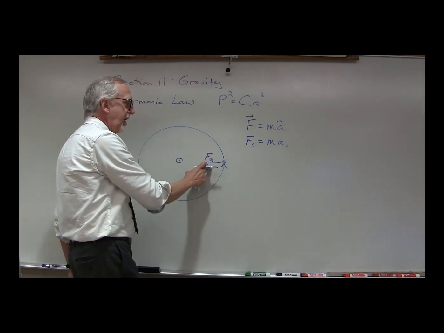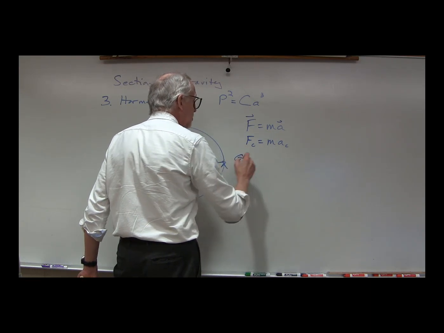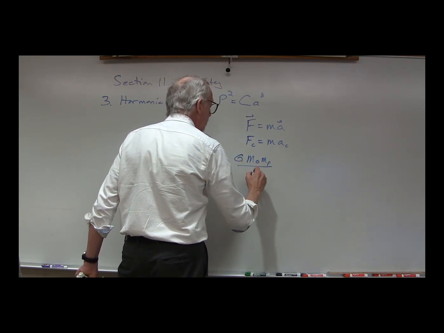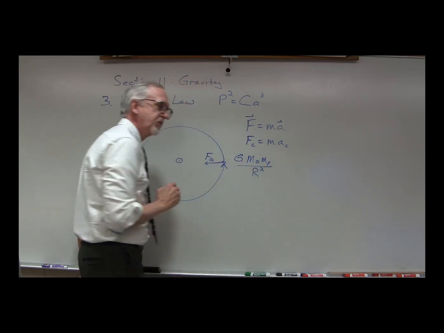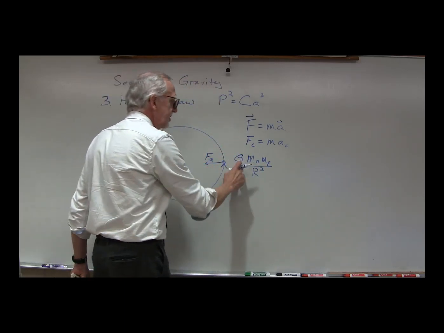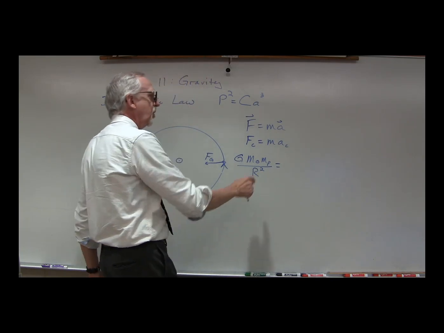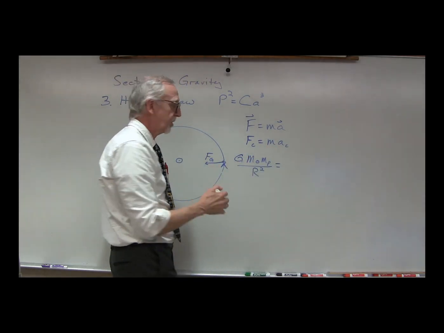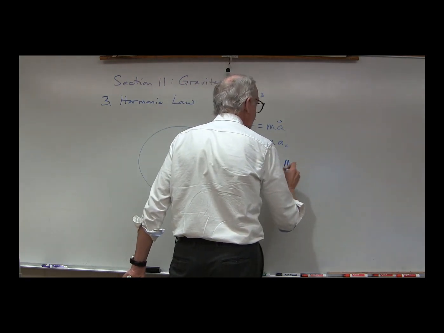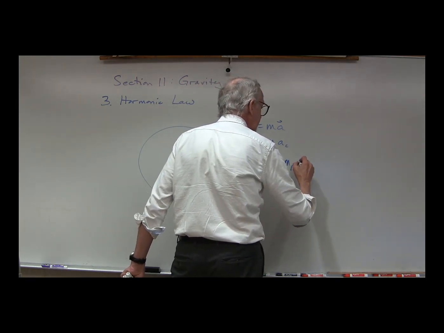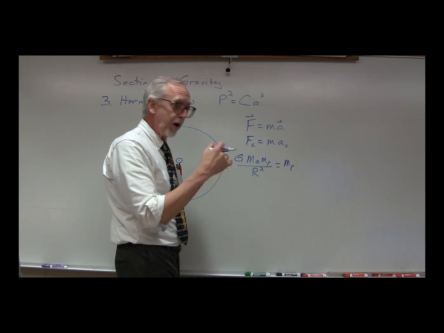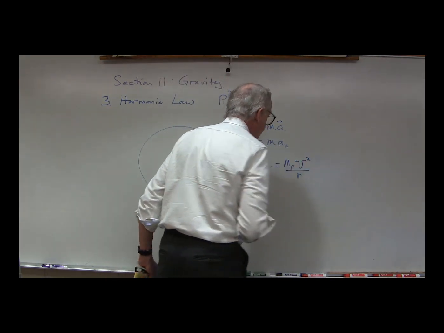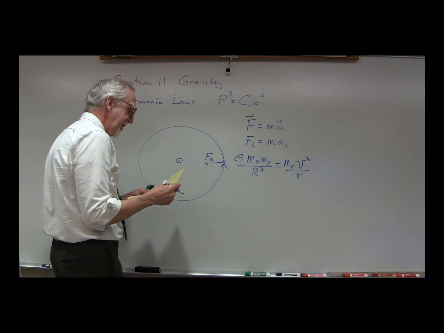What's the force? It's the gravitational force, which we know will be G times the mass of the sun times the mass of the planet over the radius of the orbit squared. That's the centripetal force, and that must equal the mass of the planet times its centripetal acceleration, which is v squared over r. Okay, there we go. Now, notice the mass cancels.